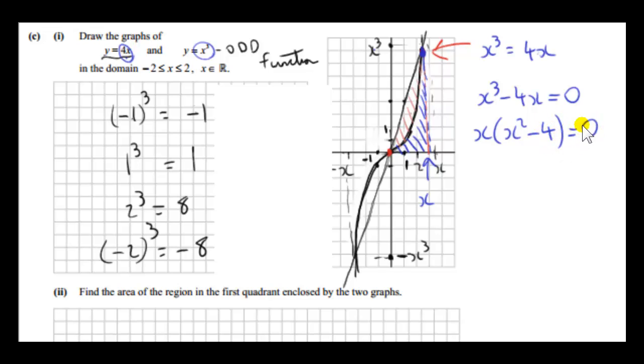Now, the product of these factors is 0, so that means either of them must be 0. So x equals 0, well that's this point here, of course, that's obvious. From this here we get x equals the square root of 4, which is plus or minus 2. So the graphs intersect at x equals 2.